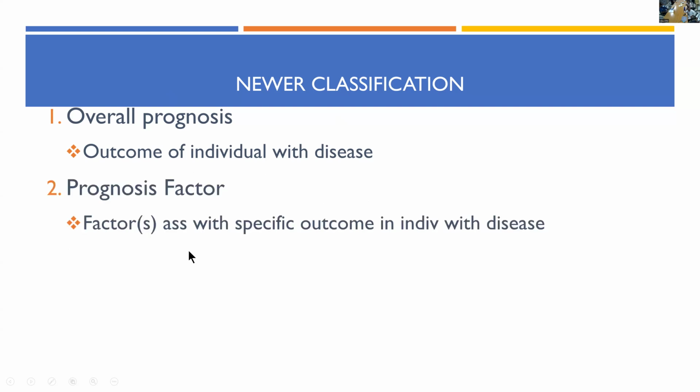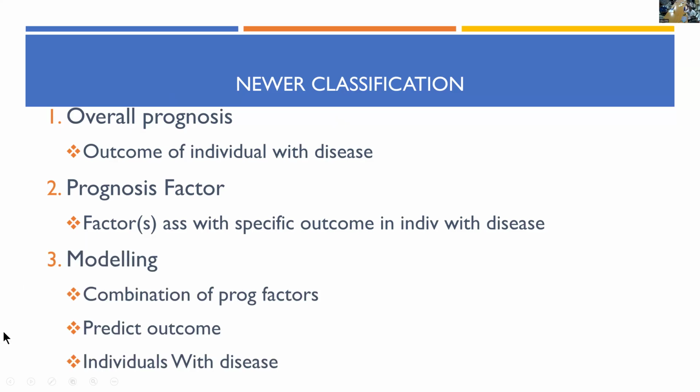A prognostic factor. So in people with myeloma, what is the value of beta 2 microglobulin? One single factor. Modeling is usually a combination of prognostic factors where we predict an outcome in an individual with disease. So these are the three ways one can look at prognostic studies. Overall prognosis, one particular factor or a combination of factors which we call modeling.